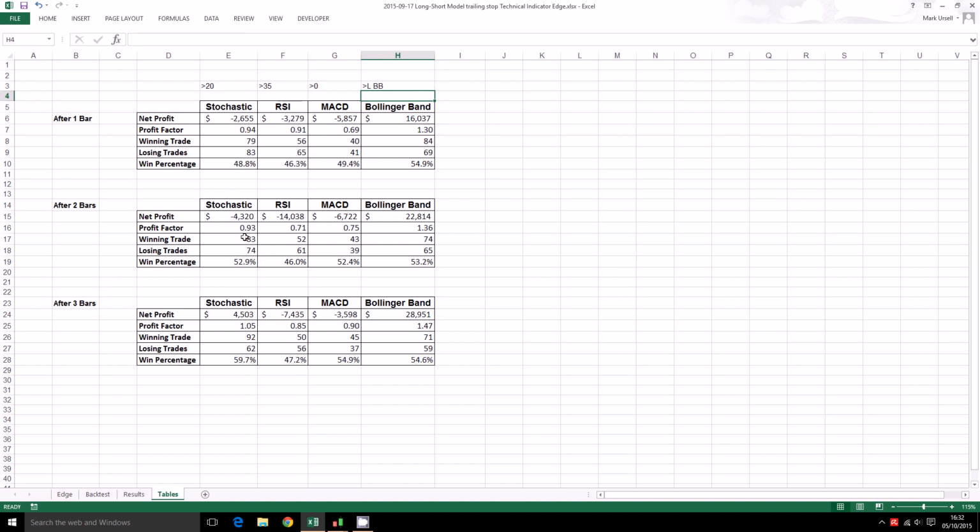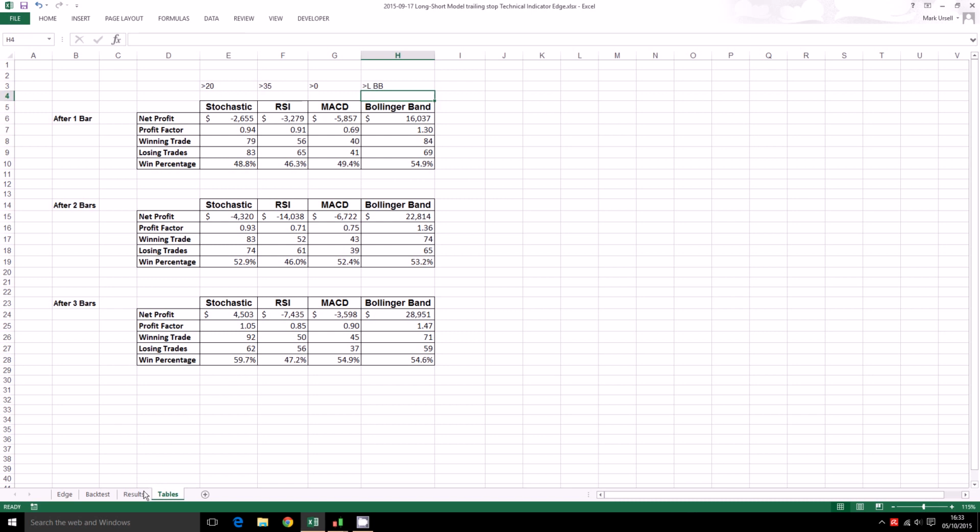Stochastic actually showed a net loss for the first two time periods, but then a small gain after the third bar. We can see also, interestingly, that the win percentage actually increases in what looks like a fairly significant way from below 49% to about 52.9%, and then jumps up to just under 60% of all trades being winning trades.